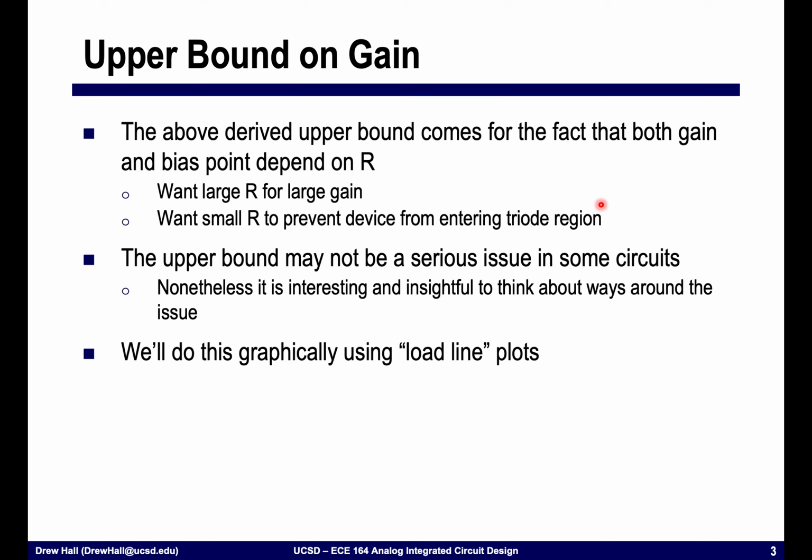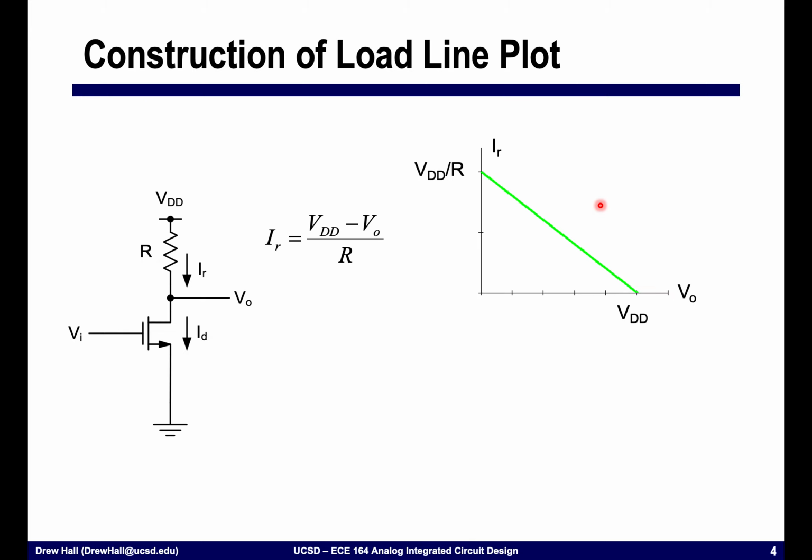Another way to do this that you've probably seen is to use what are called load lines. And so we're going to start looking at load lines right now and try that approach. If I take this exact same circuit and want to construct the load line, it simply shows the output voltage on the x-axis and the current on the y-axis. The current here is simply equal to the voltage drop across this resistor, or VDD minus Vout, divided by the resistance.